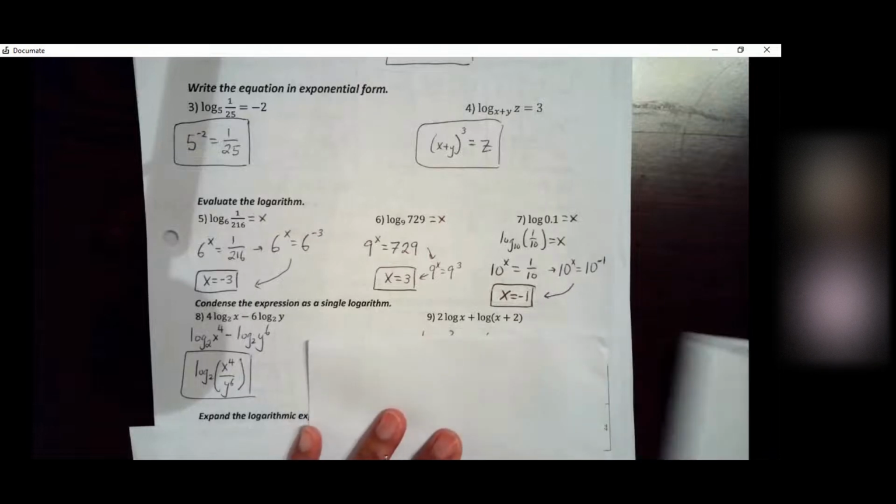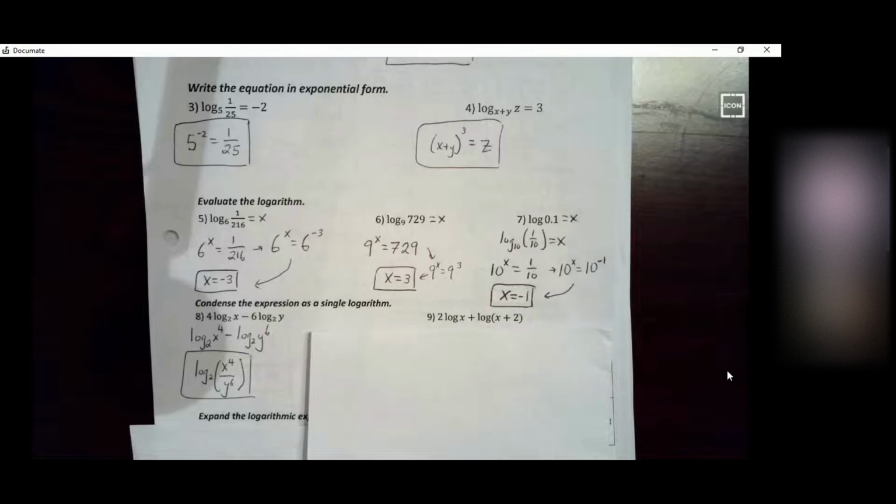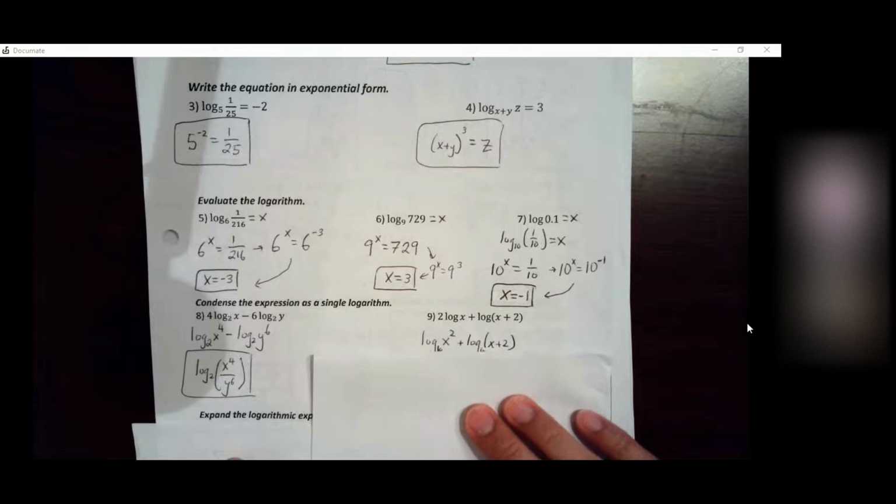Okay. This is going to be log x to the 2nd plus log x plus 2 equals log x to the 2nd times x plus 2.